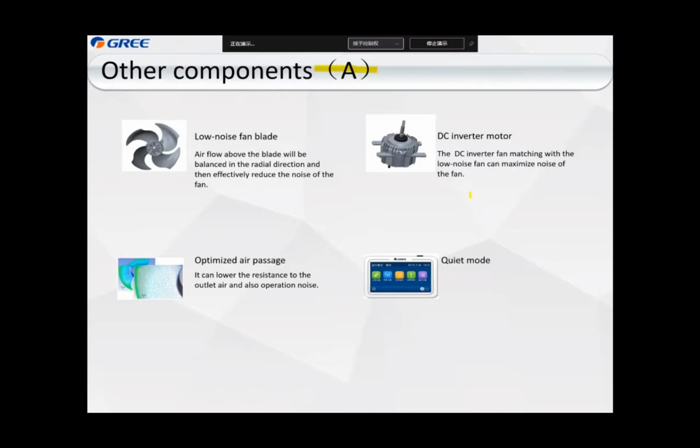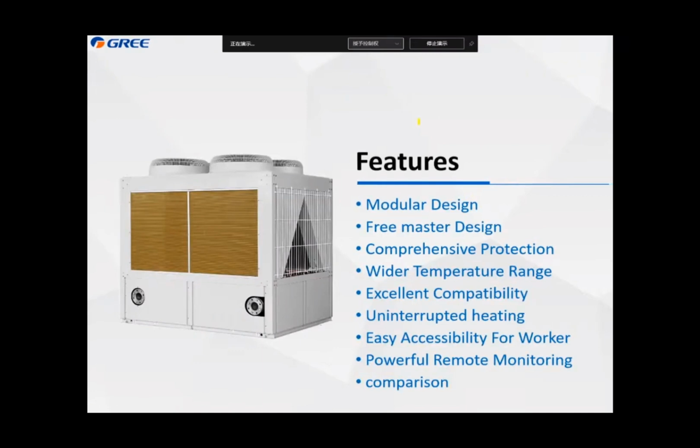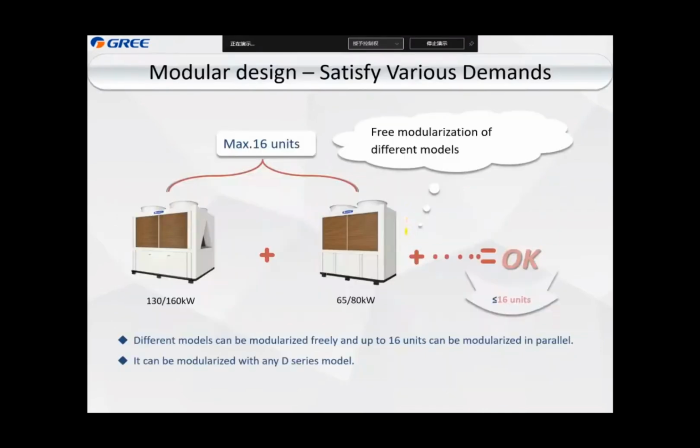Okay, next we continue to talk about the features of the modular chiller. First, we mainly introduce these features from this aspect. Okay, first we see the modular design. This product can support modular design, a maximum of 16 units, free modularization of different models, maximum 16.